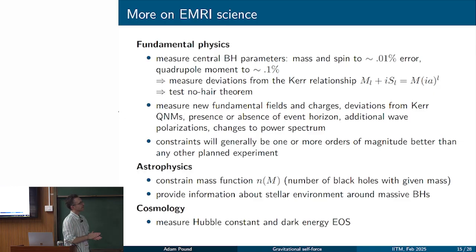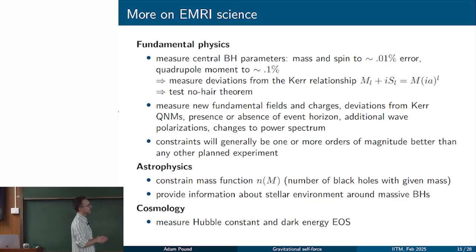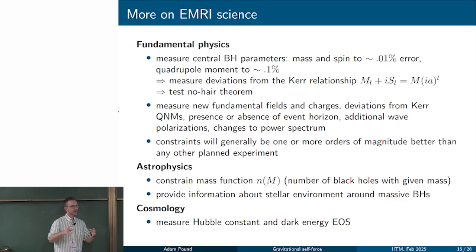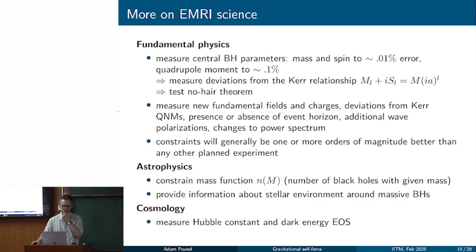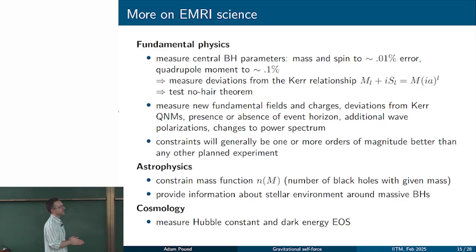We can measure deviation from the Kerr quasi-normal modes. So the quasi-normal modes, those modes of the ringing when a black hole emits radiation and settles down to a Kerr metric, are uniquely determined by the Kerr metric. And we can find deviations from the prediction for Kerr.